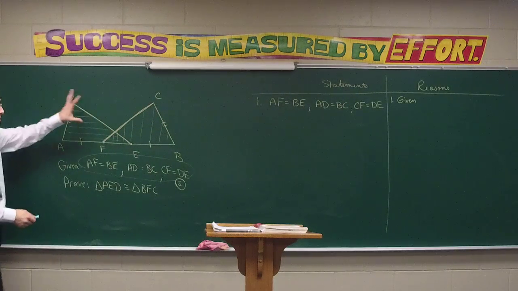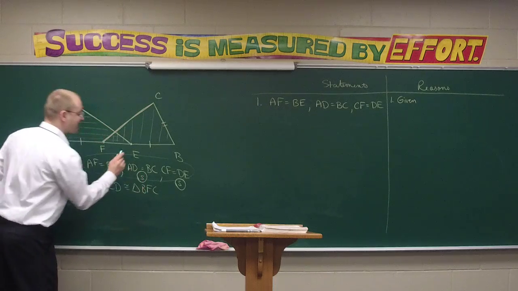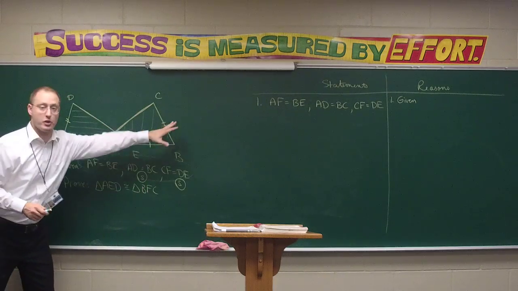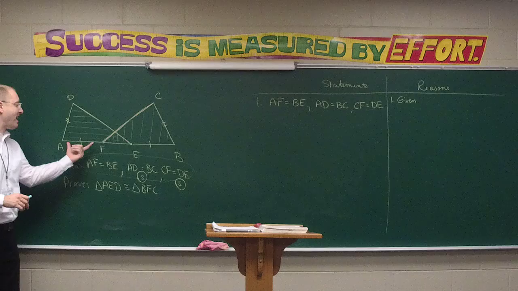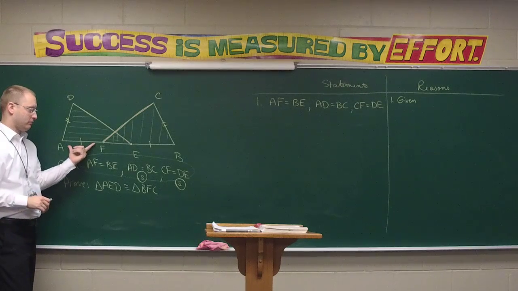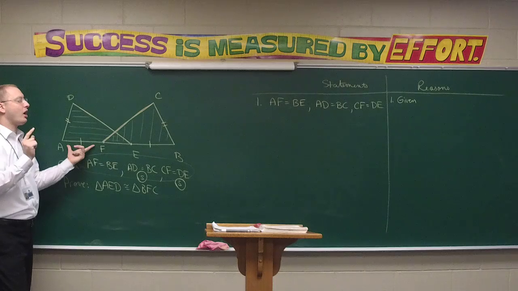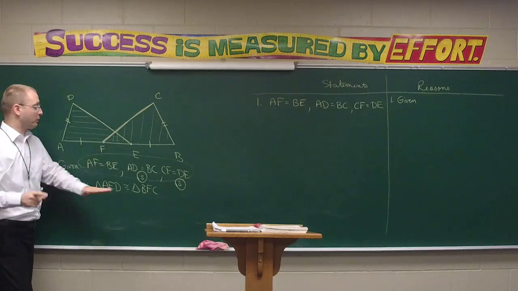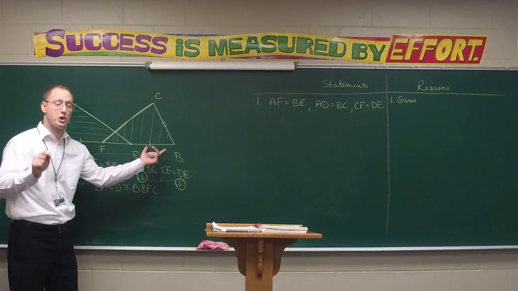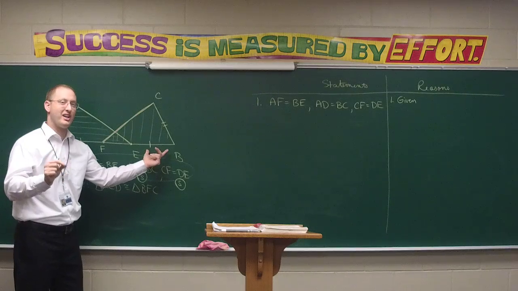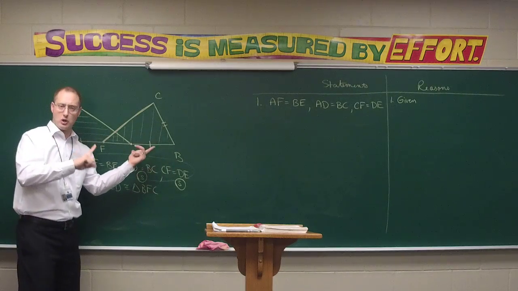And for that matter, AD and BC are indeed sides of the triangles. So there's another set of sides there. But AF isn't a side of the triangle. It's only a part of the side of the triangle. Similarly, BE is not a side of its triangle. It is only a part of the side of the triangle.